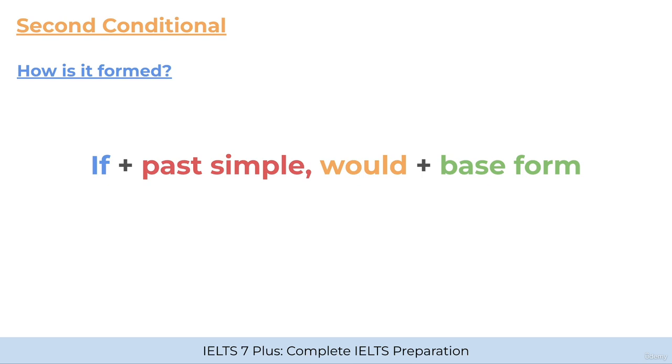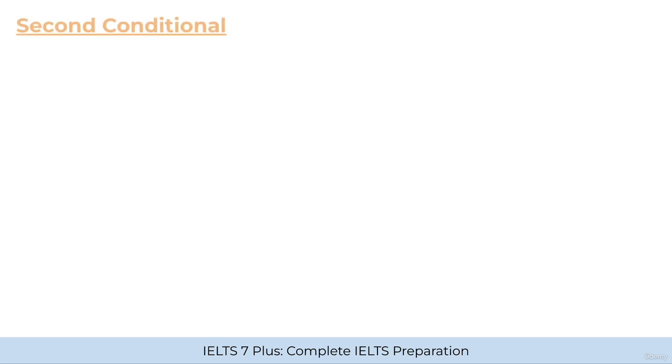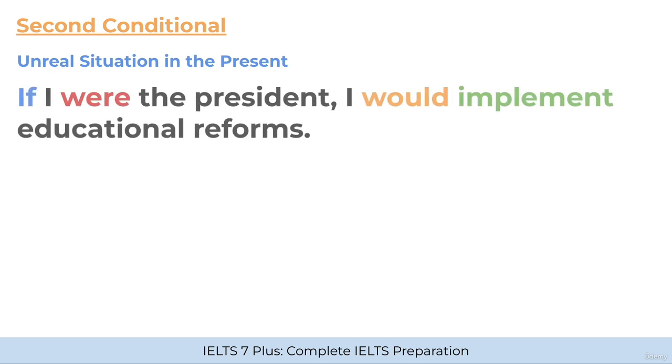Okay, so this is different. We have the past simple in this conditional and then this word would. So let's see this in action. We'll see how it's different. So you can talk about an unreal situation in the present. For example, if I were the president, I would implement educational reforms. Okay, so we've got our if clause with our past simple there, were, then would, and then the base form of the verb. So before the verb has been changed, we've got implement educational reforms.